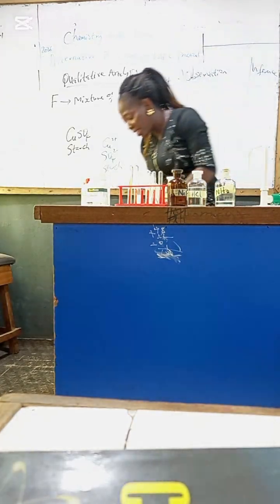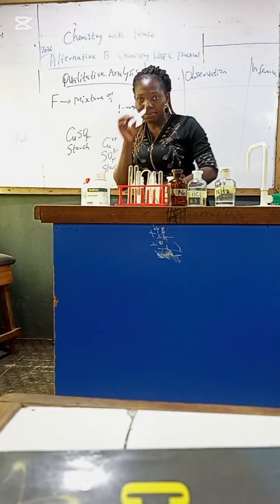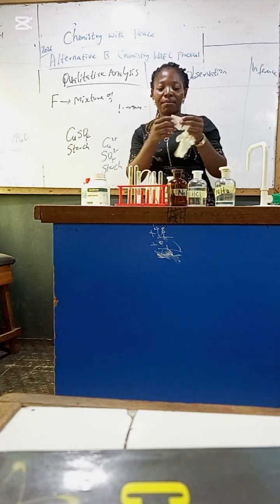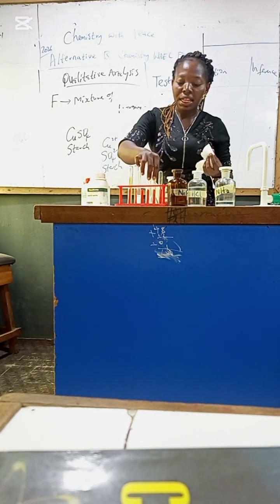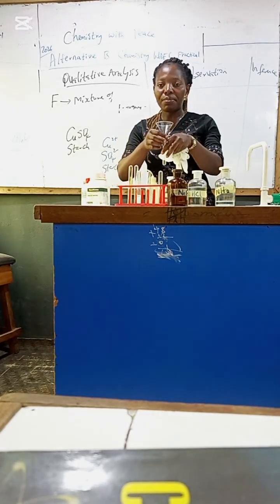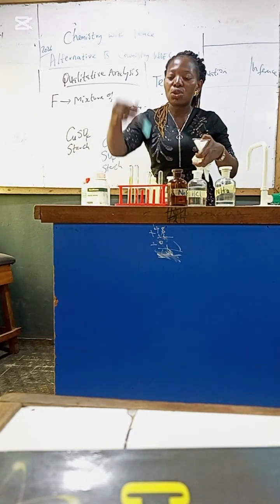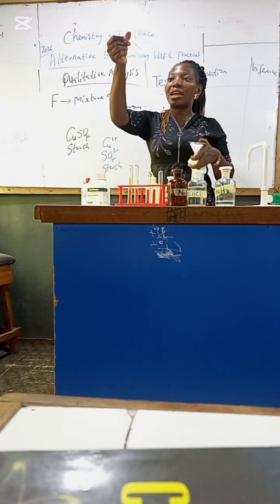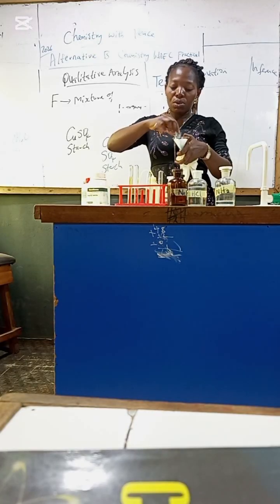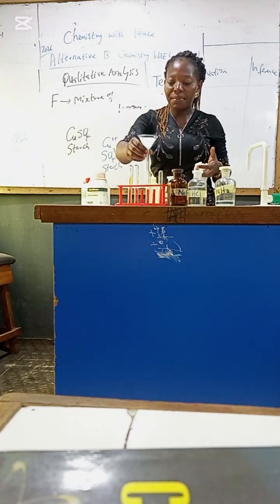First of all, we are going to filter using our filter paper. Here is my filter paper. Divide into half, divide into the second half, making it a quadrant. Here is my test tube, my funnel. Then we filter. This is the solution of the unknown salt. You can see that one has dissolved already. Filtration is taking place.